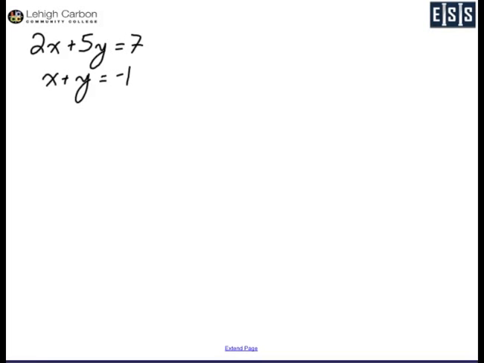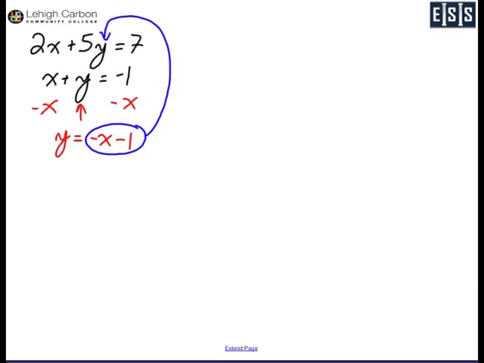So our first system for this example is 2x plus 5y equals 7 and x plus y equals negative 1. I can solve one of my equations for x or one of my equations for y. I'm going to solve my second equation for y. So I'm going to subtract x from both sides, and I get y equals negative x minus 1. So now that I know y equals negative x minus 1, I want to take this, and I'm going to plug it in for y into my first equation. So now I have 2x plus 5 instead of y, I now have negative x minus 1 equals 7.